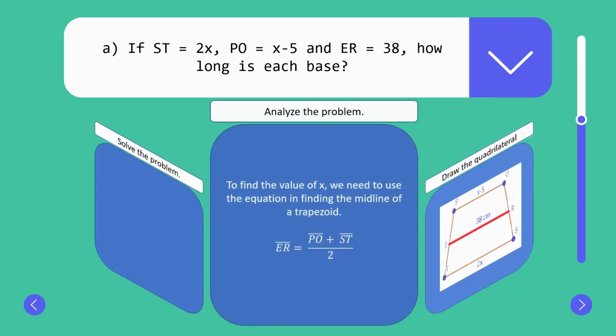By looking at our illustration, we can say that in order to find the value of x, we need to use the equation in finding the midline of a trapezoid. In this case, we will use line segment ER is equal to line segment PO plus line segment ST over 2.